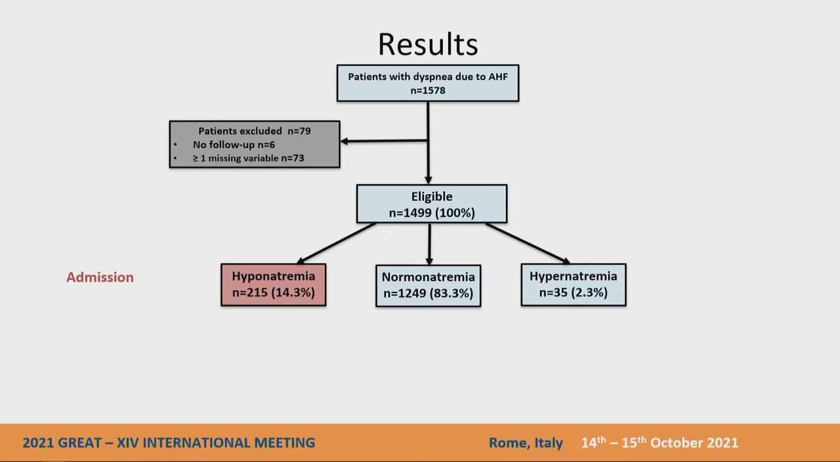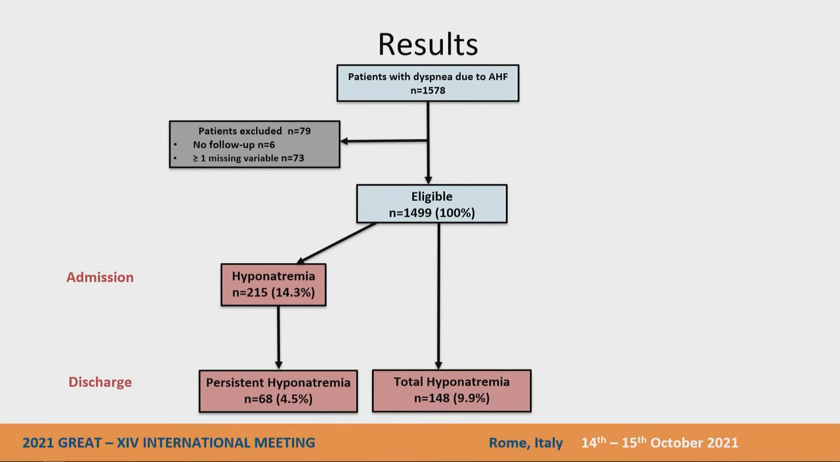Moving on to the results. After excluding patients with missing values and no follow-up, we had in total 1,499 eligible patients. Among those, 14.3% had hyponatremia, 83.3% had normonatremia, and 2.3% had hypernatremia upon admission. In total, at discharge, there were 9.9% of patients with hyponatremia. And among those presenting with hyponatremia, 4.5%, which makes 1/3 of patients, remained hyponatremic at discharge.